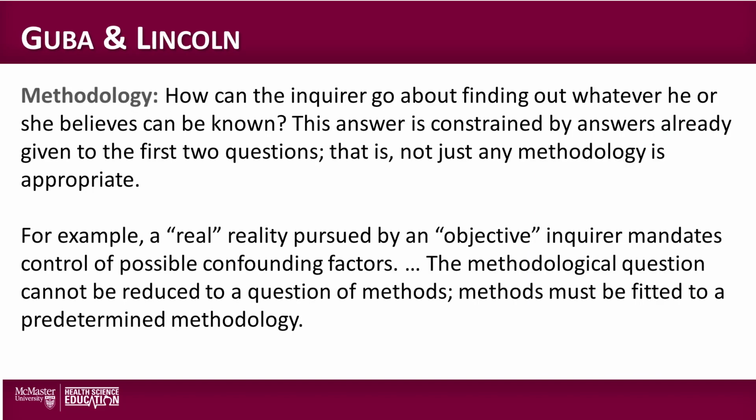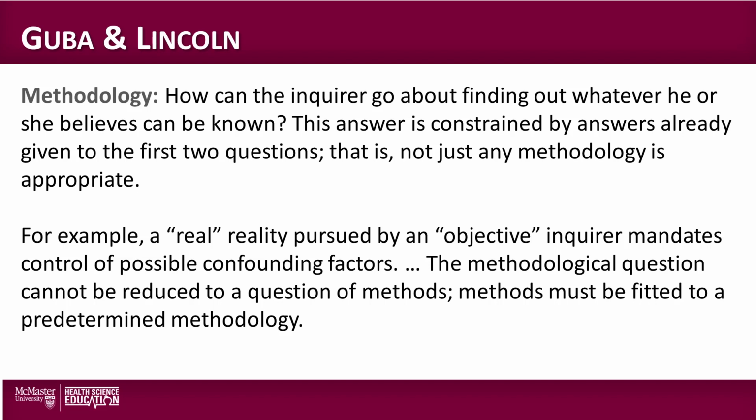Back to Guba and Lincoln. About methodology, they write, "How can the inquirer go about finding out whatever he or she believes can be known? The answer to this is constrained by the answers already given to the first two questions. That is, not just any methodology is appropriate. For example, a real reality pursued by an objective inquirer mandates control of possible confounding factors. The methodological question cannot be reduced to a question of methods. The methods must be fit to a predetermined methodology."